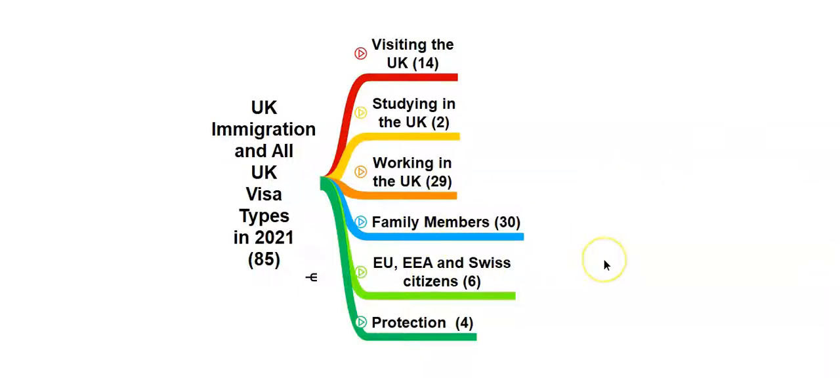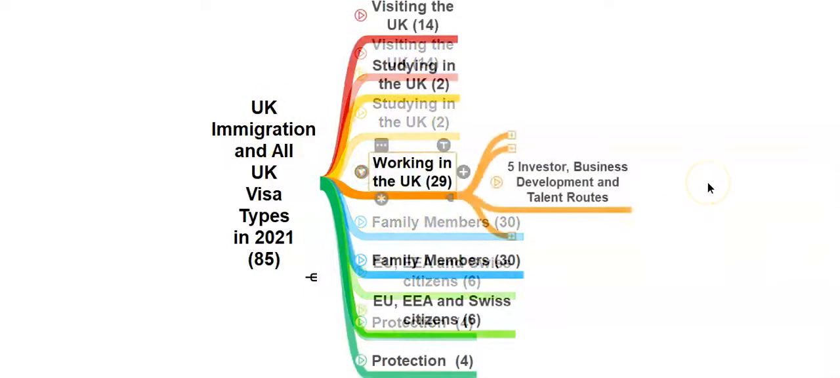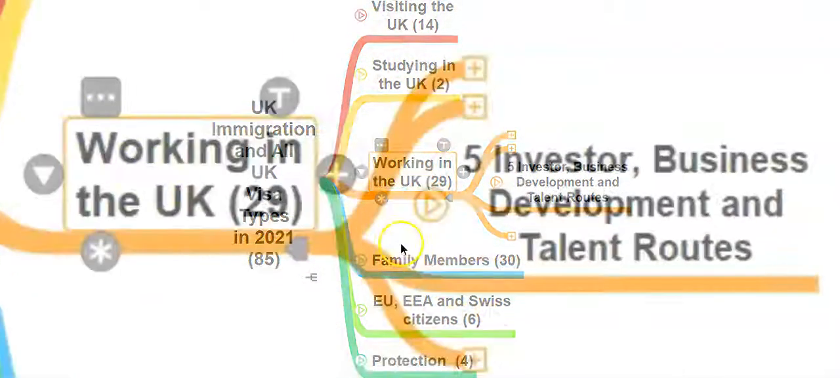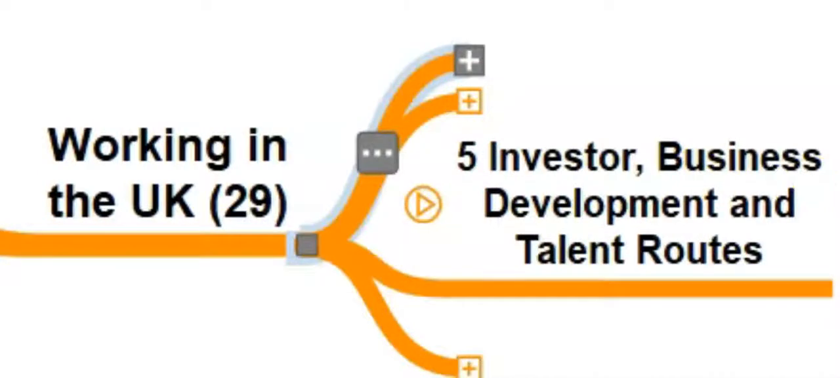And also there is a special type of visas now for EU, EEA and Swiss citizens. And also there are visas for those who would like to claim asylum here, who came here to seek protection from the UK government. In this video, we are going to concentrate on the working visas. There are over 29 of work-related type of visas. In today's video, I'm going to concentrate on the investor, business development and talent UK visas.